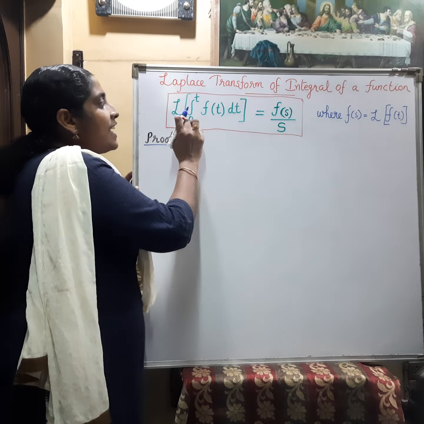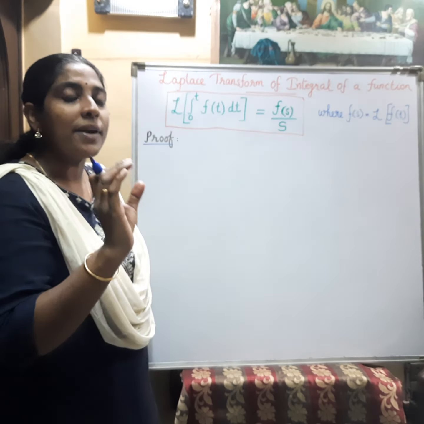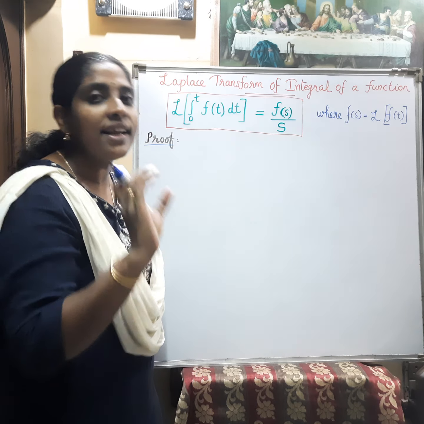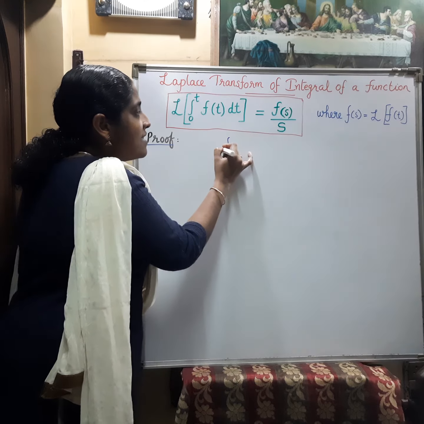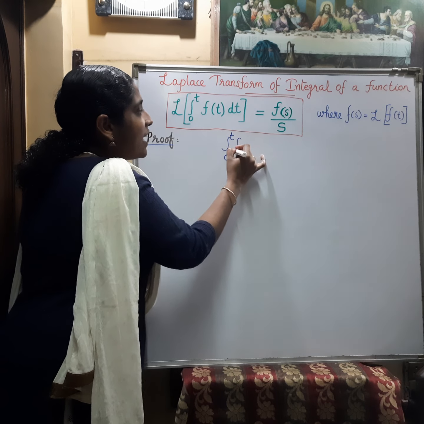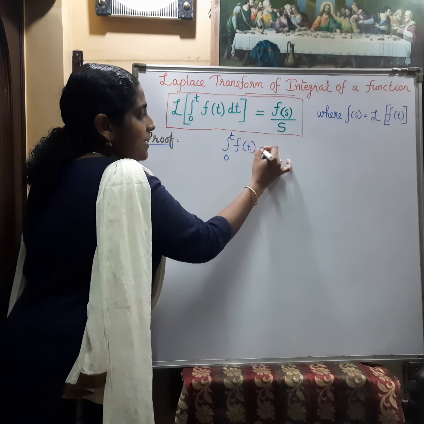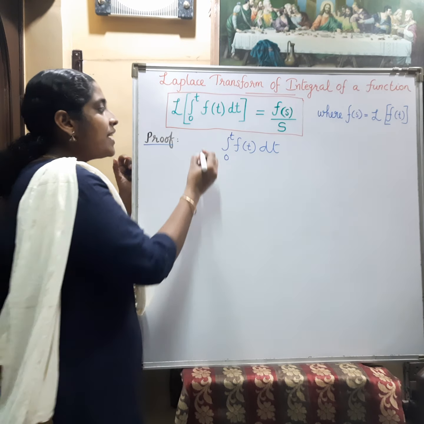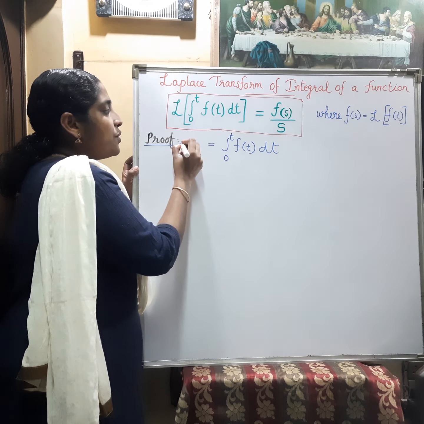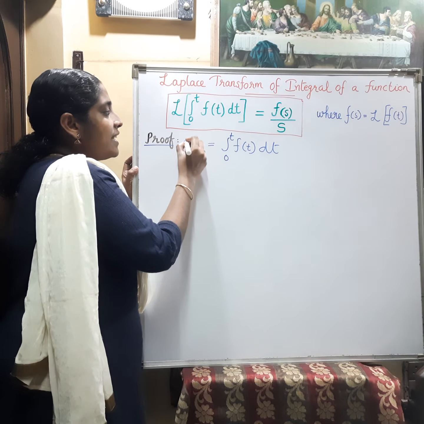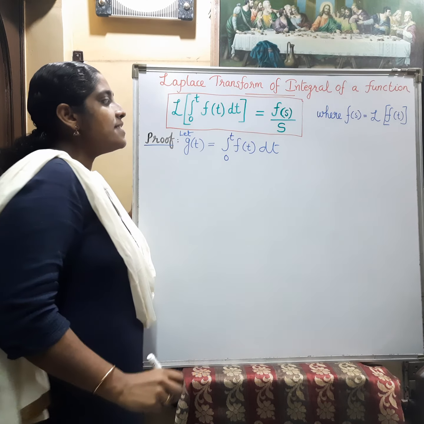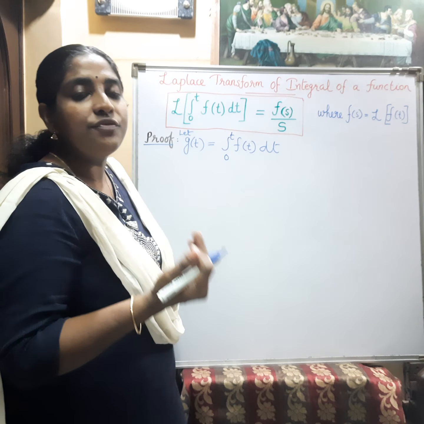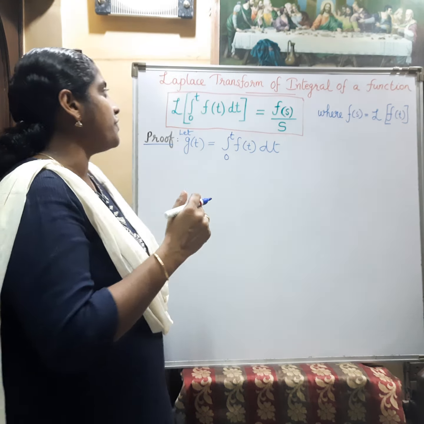We can see how we got this formula. For that, we are finding the Laplace transform of the integral of a function, which is that integral part, integral 0 to t f of t dt. We can substitute this integral 0 to t f of t dt as g of t.